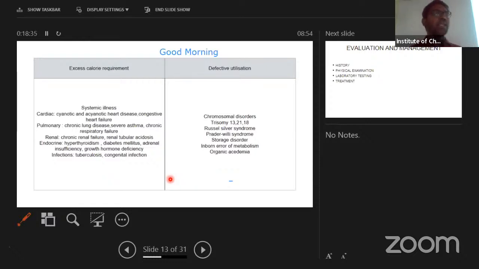Excessive calorie requirement: in cardiac problems, cyanotic and acyanotic heart disease, congestive heart failure; in the pulmonary system, severe asthma, chronic respiratory failure; in the renal system, renal tubular acidosis; and in the endocrine system, hyperthyroidism and diabetes.